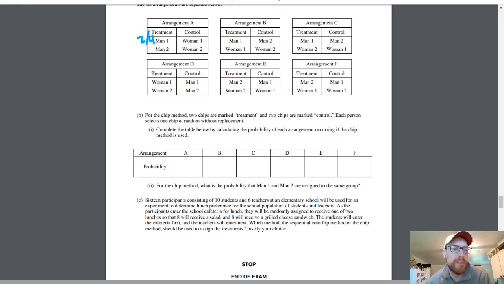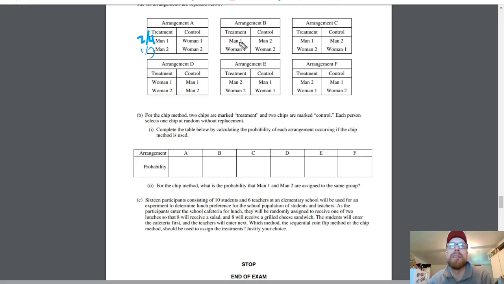I gotta change my pen size. And then man 2 is drawn second. Now, there's only 1 chip left and there are 3 chips remaining. So that has a 1/3 probability. And then, all that's left are control chips, so that's going to be 2 out of 2 and 1 out of 1. All right, arrangement B.